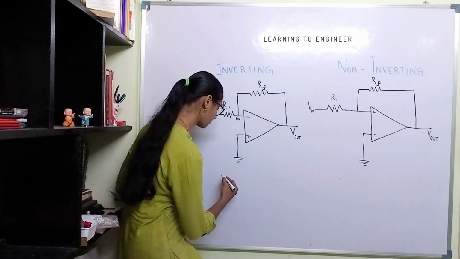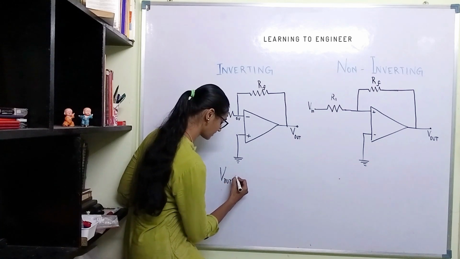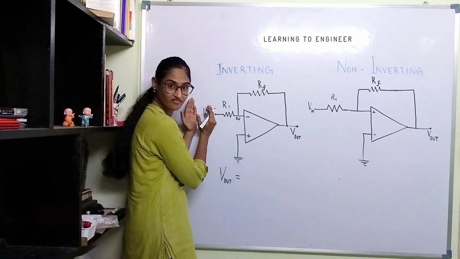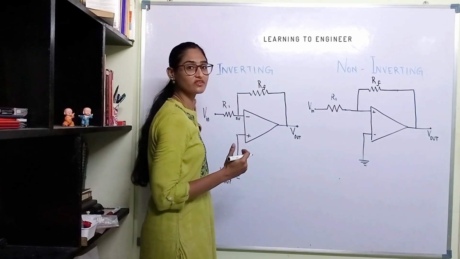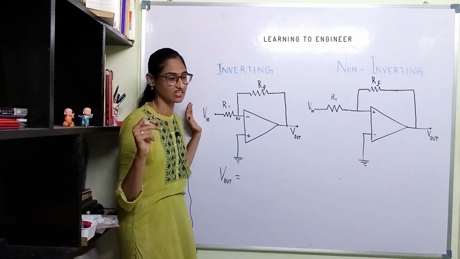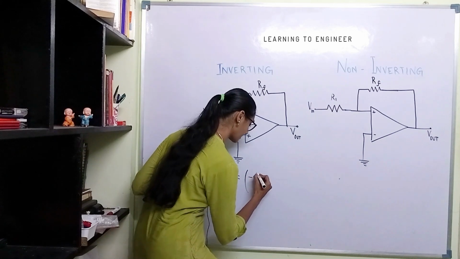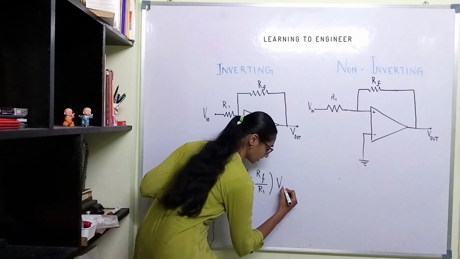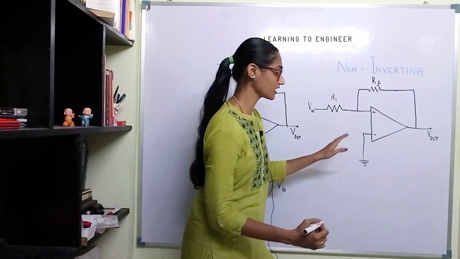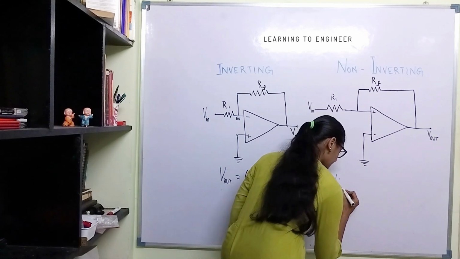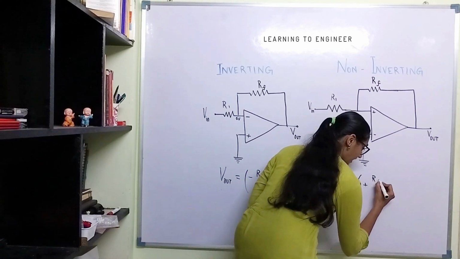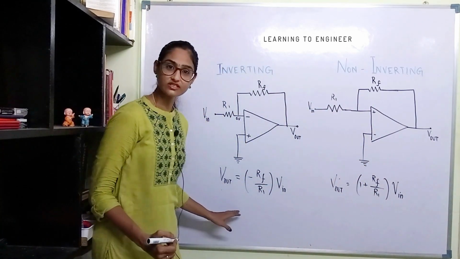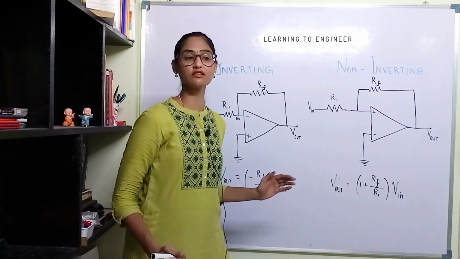For now, the formula for output voltage is the gain times the input. Because this is just an amplifier, we are going to amplify this input, and this amplification happens based on the gain AV, which is equal to the negative of RF divided by R1, times the input voltage Vin. For the non-inverting case, the output voltage will be 1 plus RF divided by R1 into Vin. Please make a note of this formula. We are going to use this to solve the problems.